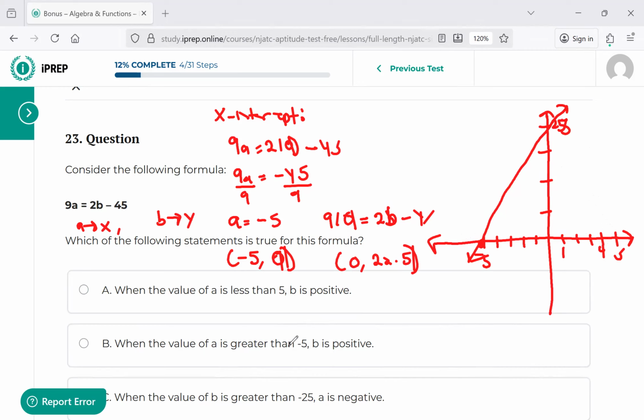What about B? When the value of A is greater than -5, B is positive. So here's -5, is the y value positive? Yes. For example, here's -4. The y value is positive. So this is always true. You want to pick the one that's always true.